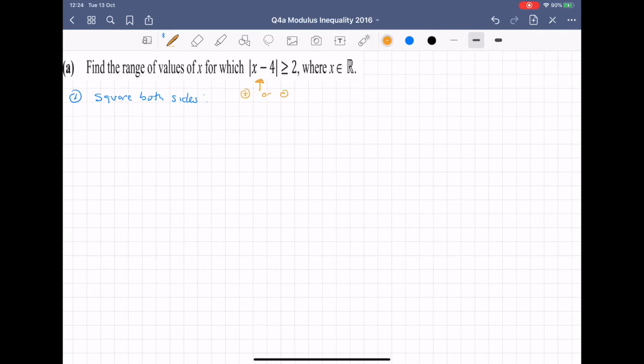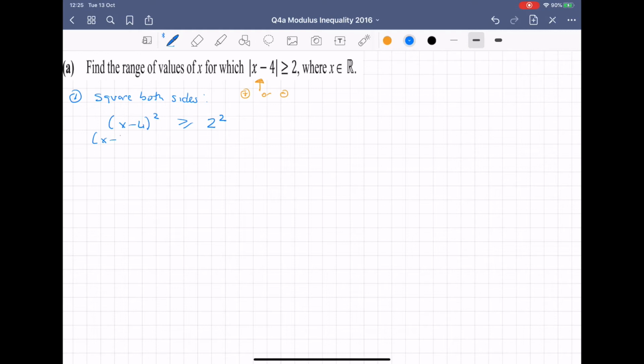So what I'm doing is I'm squaring both sides to get rid of the ambiguity as to whether it's positive or negative, because when you square a number you always get a positive answer, and that's because minus by minus is also a plus. So once you square something, you are guaranteed it to be positive. If I square both sides of this modulus inequality, I then know it's positive. So you get x minus 4 all to be squared being greater than or equal to 2 squared.